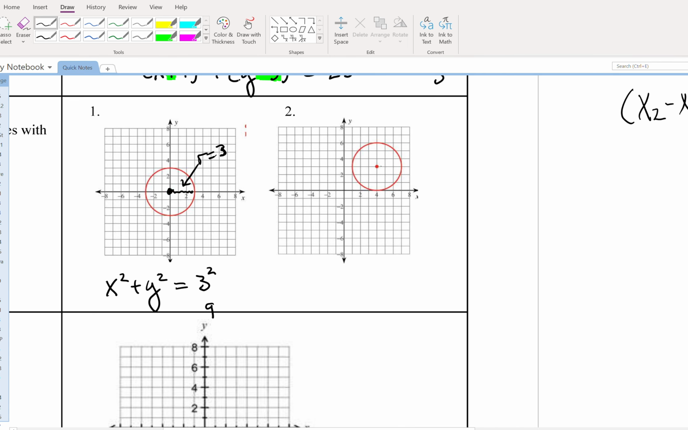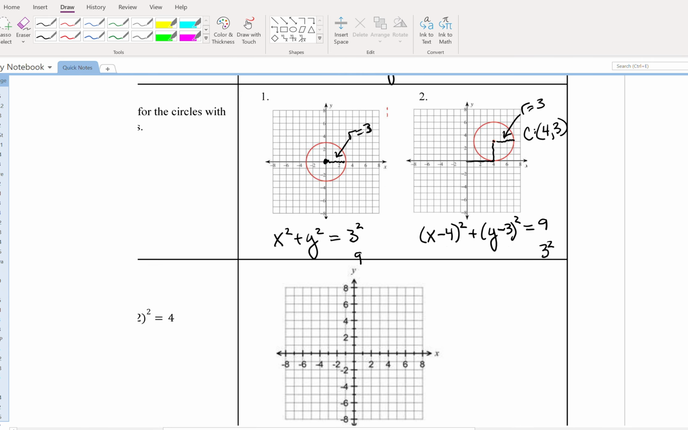This one also has a radius of 3. But the center of this circle is at 4, 3. This is 4 over on x and up 3. So its center is 4, 3. And so its equation would be x minus 4 squared plus y minus 3 squared is equal to 9, or 3 squared. And that's that one.